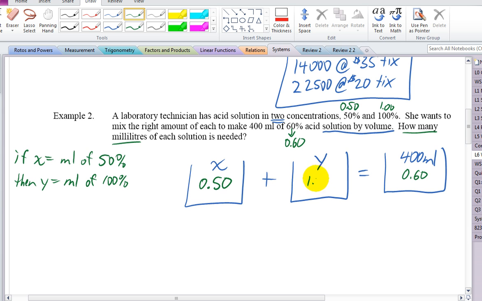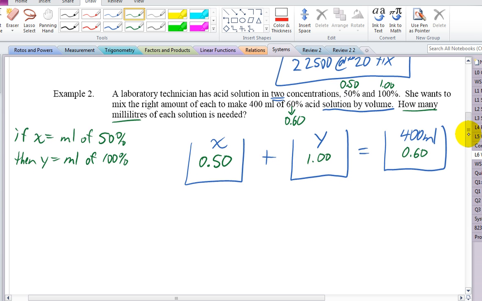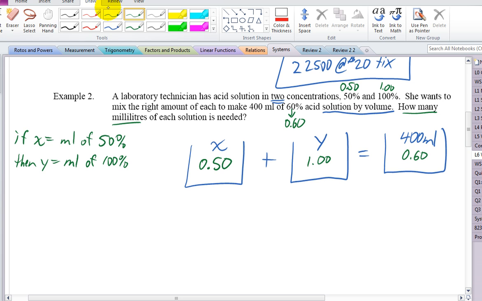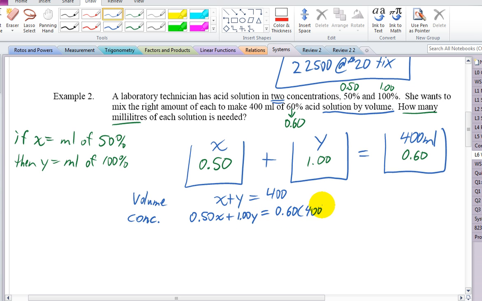1.00. So that would be the concentration of y, of how much we don't know. So our two equations are as follows. X plus y equals 400. The first one is going to be a volume equation. The next one would be concentration equations. So this one would be 50% concentration of x plus 100% concentration of y equals 0.60 times 400.